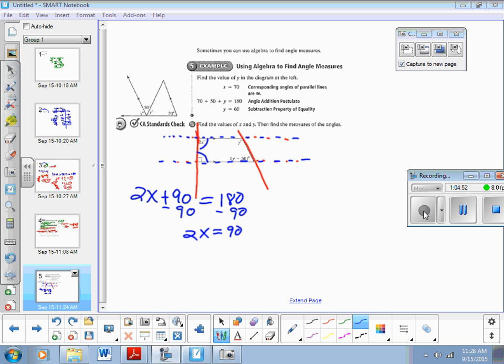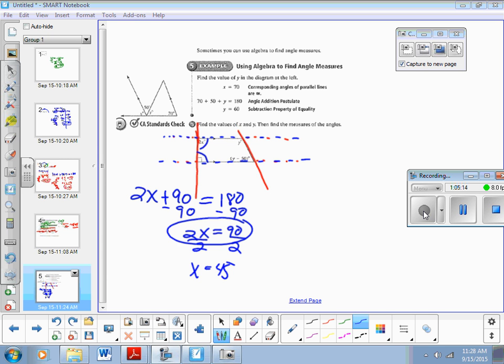So you should be able to jump to this fairly quickly. How do you solve that? Right. Okay. x equals 45. You already know that that angle measures 90 degrees. You just have to solve for that. What is x?